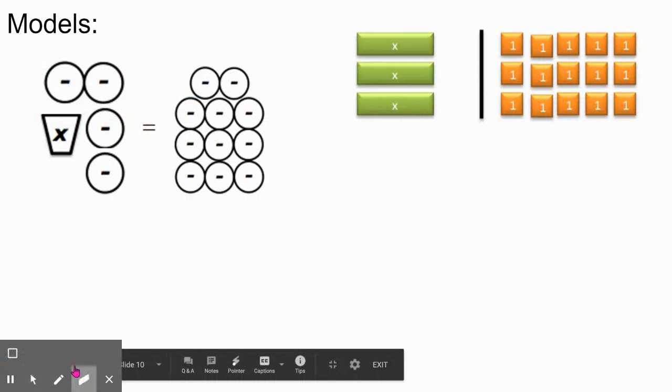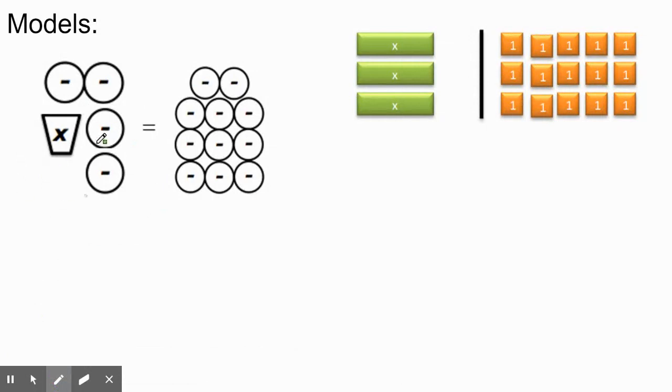All right, the next model, a little different. So once again, I see 1x, so I'm going to write x because this is addition or subtraction. Now, I also have 1, 2, 3, 4 negatives. So I'm going to write minus 4 and then equals. And then you count on the right. I have 11 negatives, so I'm going to write negative 11.